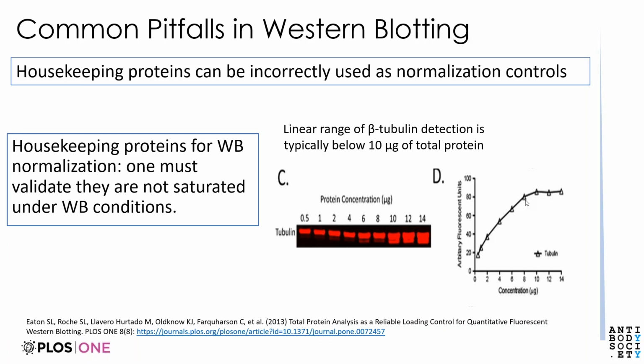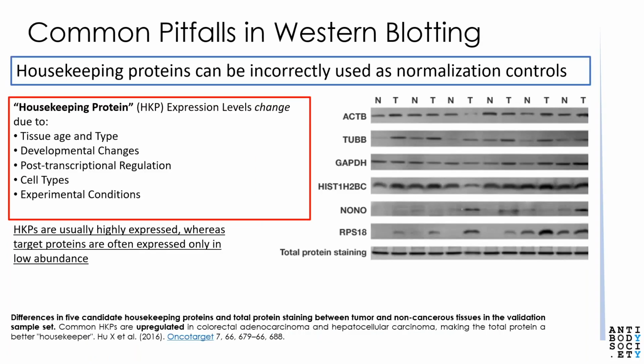And this has been shown by other labs, including my lab. We have found that actin is not as linear as we thought, but this is a good paper here where they were looking at normal, and T stands for tissues that have tumors in them. And you can see here that actin is changing, tubulin is changing, and GAPDH can change. So these housekeeping proteins that we assumed were highly expressed and were not changing, now we're realizing they actually change depending on certain conditions.